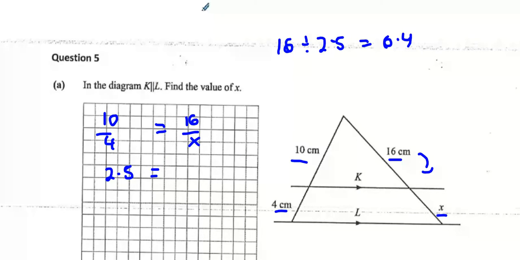The algebra way would look something like this. The algebra way would be that you bring up the x. All right, guys. That's 16 divided by 2.5. 6.4. All right, gents.